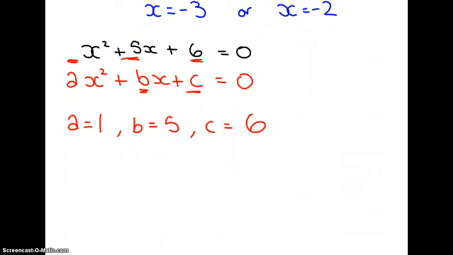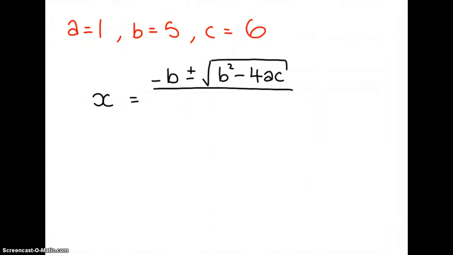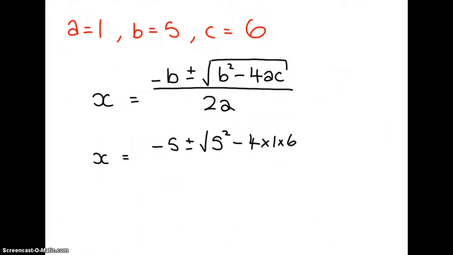And the quadratic formula that gives you the values for solving this equation is that your x value, or your solution, is minus b plus or minus root b squared minus 4ac, all over 2a. And for this question, we can just put those values in. So if b is 5, minus b is minus 5, plus or minus root b squared, that's 5 squared, minus 4 times 1 times 6, all over 2a, which is 2 times 1, which is 2.